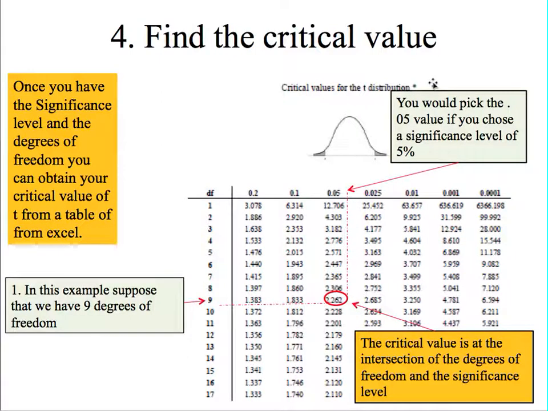right? If you pick an alpha of 5%, right, you would choose this column, right? And then, depending on the degrees of freedom for your test, you would pick a row, right? And where these two intersect, that's your critical value for the test, right? Now, once you have this, you are ready to calculate the t-statistic for your test and see if you can reject that null.